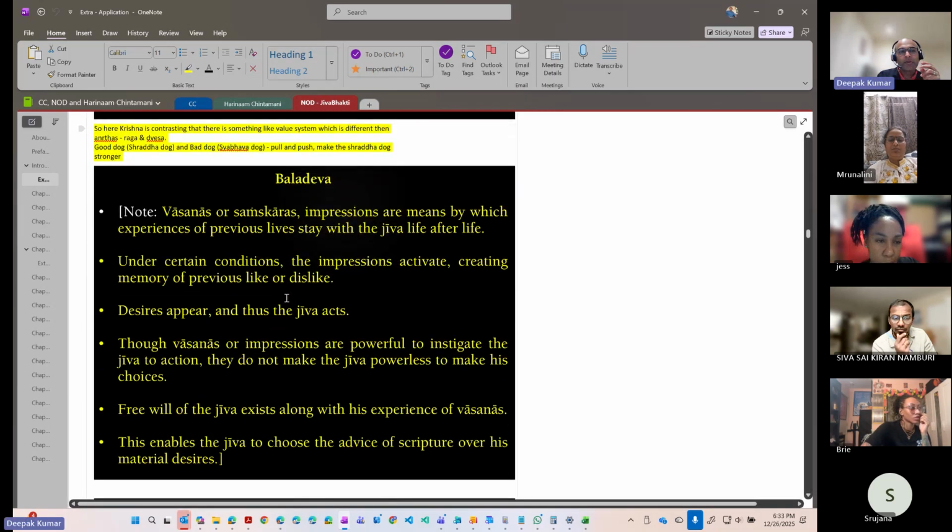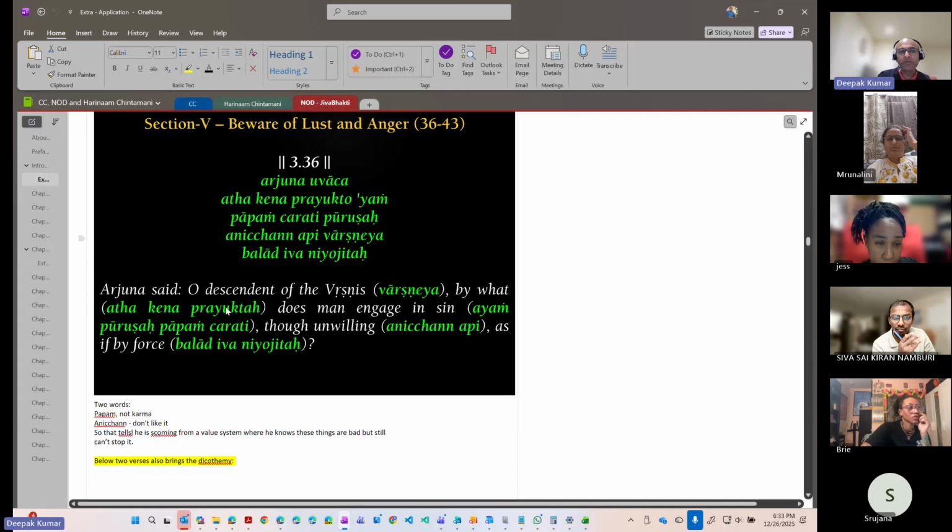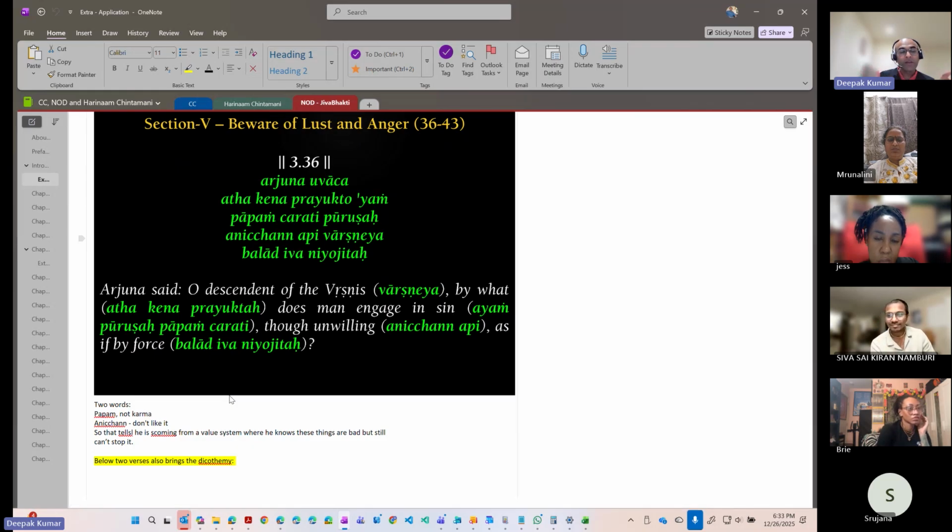Okay, now another verse. Arjuna said, "O descendant of Vrishni, by what does man engage in sin, though unwilling, as if by force?" Do you feel that sometimes we get engaged in sin even though we are unwilling? Sometimes even the second initiated brahmanas lose their temper. Somebody senior in the temple congregation, in an administrative job, may make wrong choices of words or be abusive. It's not that they don't know, they are giving lectures, but it happens, right? So it is being acknowledged here.